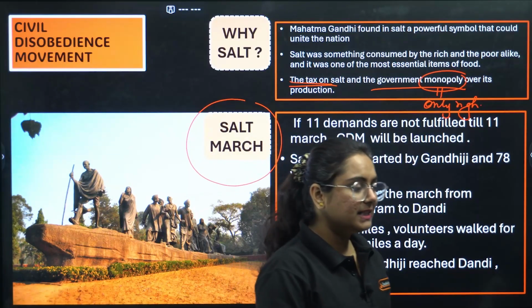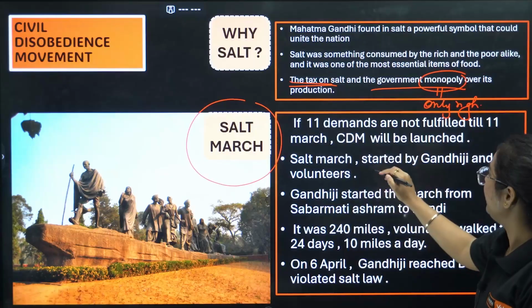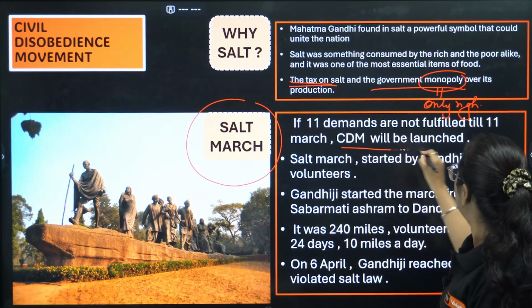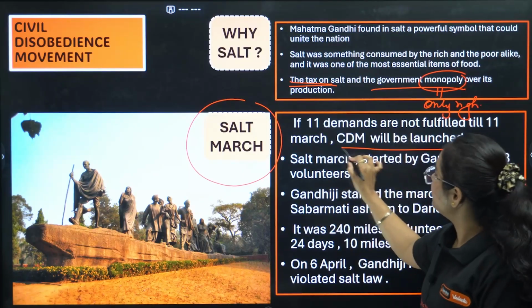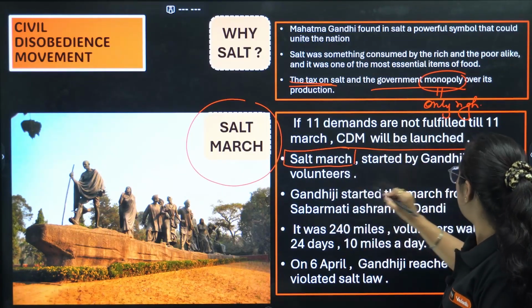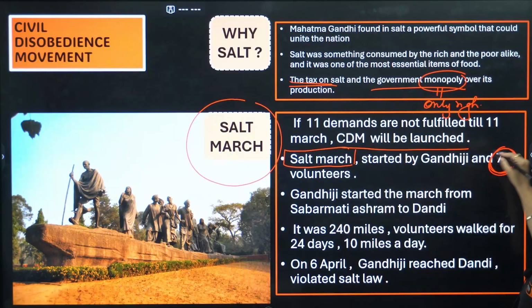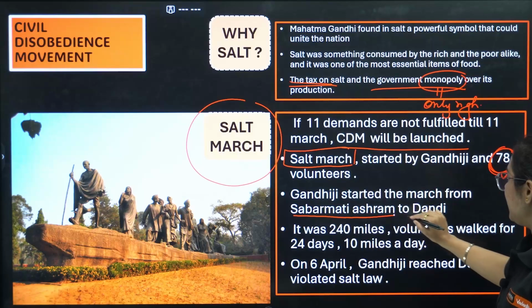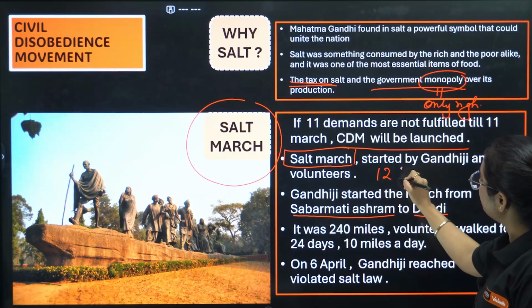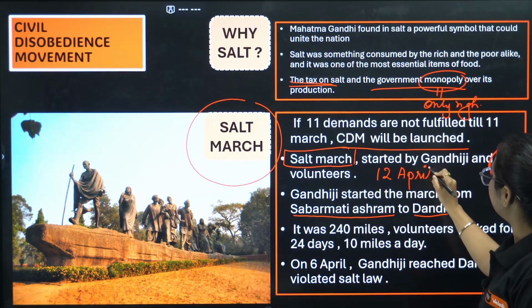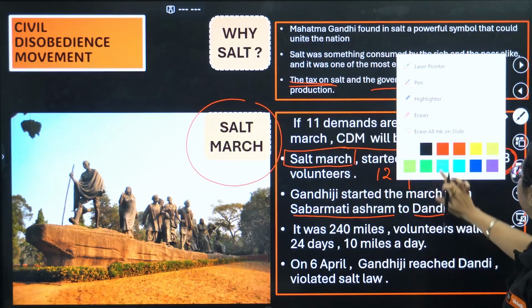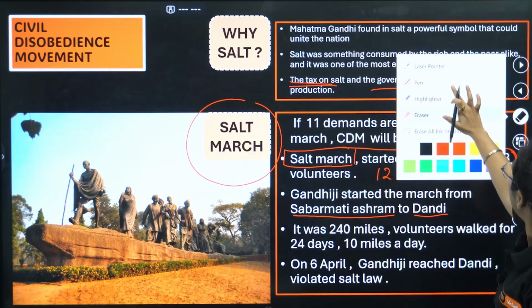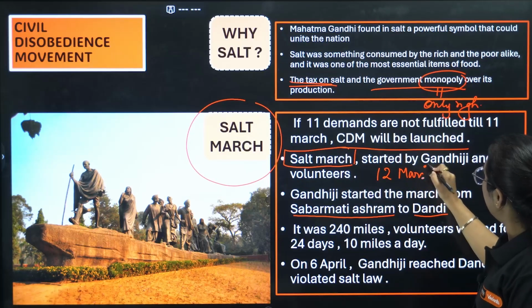So, Gandhiji started this when the demands were not accepted by Irwin, on the 11th of March, and the civil disobedience movement was launched. Gandhiji started his historic salt march with 78 volunteers, from his Sabarmati Ashram to Dandi, and it was started on the 12th of March.